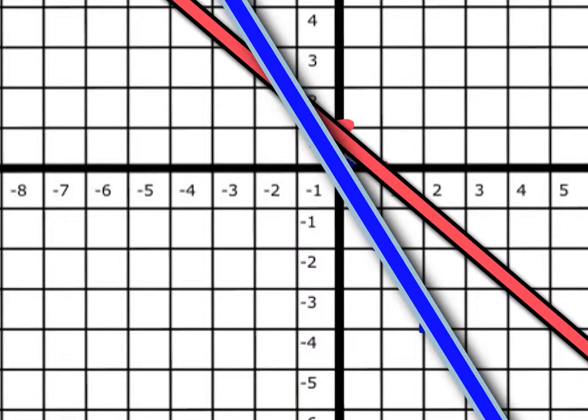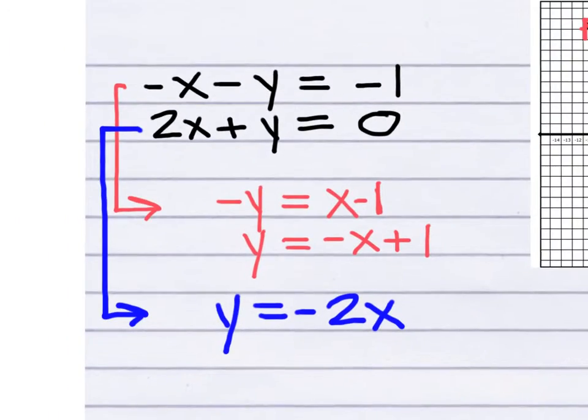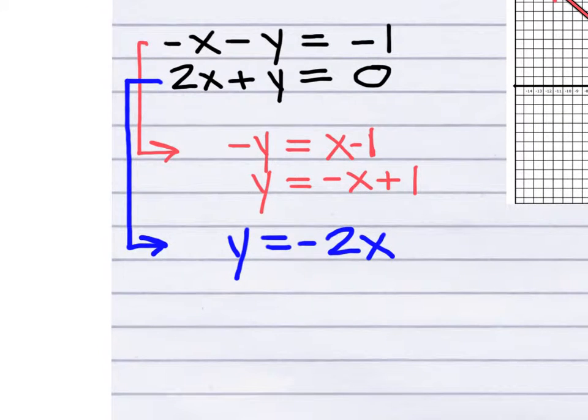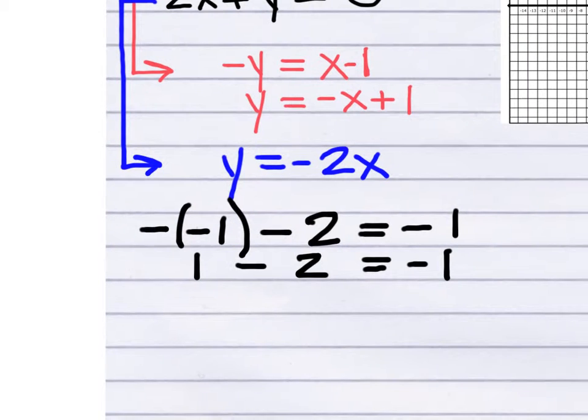Negative 1, 2. We know they have to be integers because that's been given to you. So negative 1, 2, but let's check to see if that is the right answer. We will go back over here and put negative 1, 2 into the first equation. That would be negative 1 minus 2 equals negative 1. That turns out to be negative 1 equals negative 1. So that one works out.